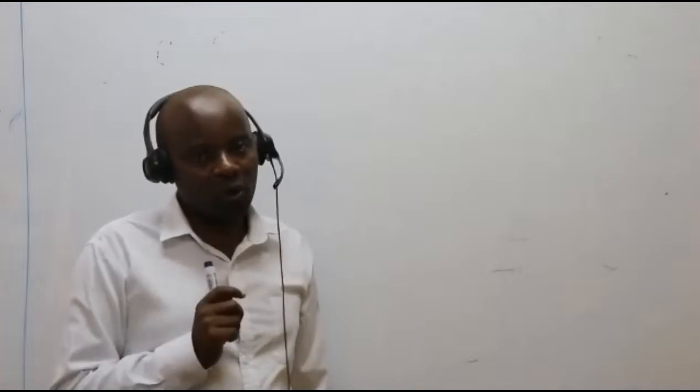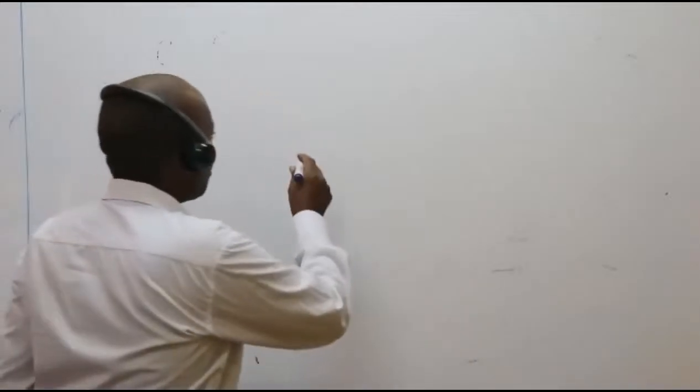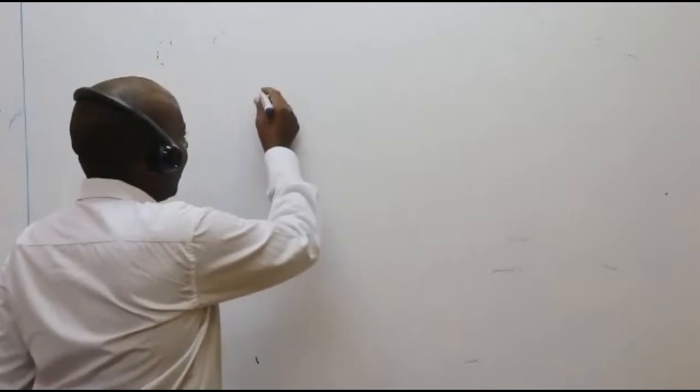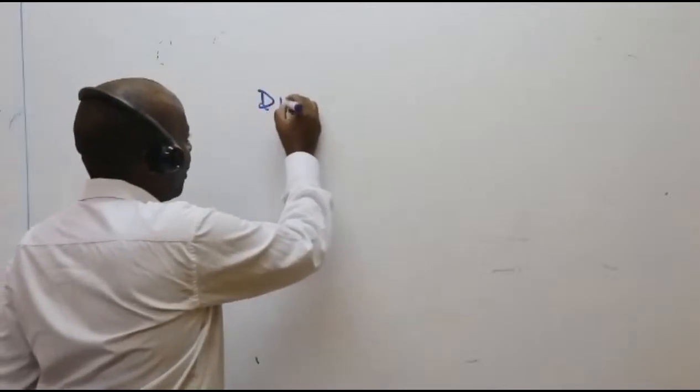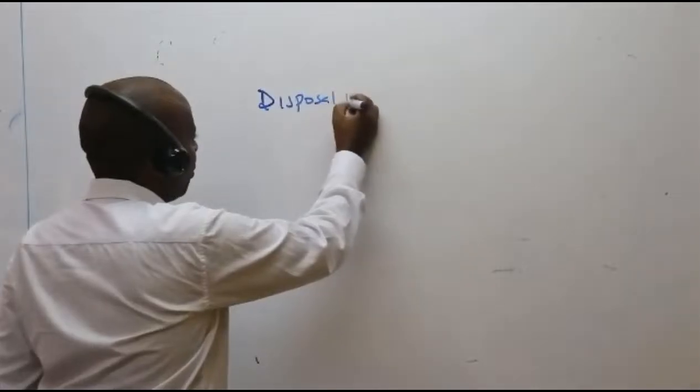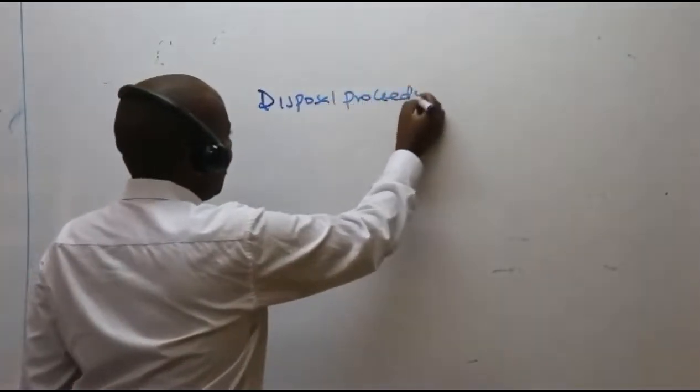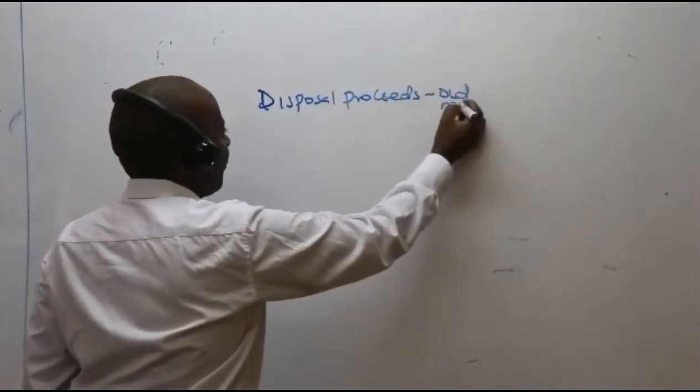For me to be able to get the initial outlay very well, never forget to calculate the loss on disposal. The loss on disposal is very important. So how do I get this loss on disposal? Number one, I would want to get the disposal proceeds of the old machine.